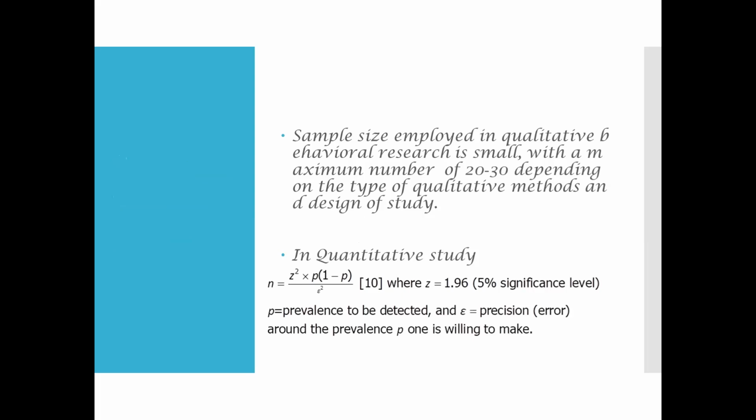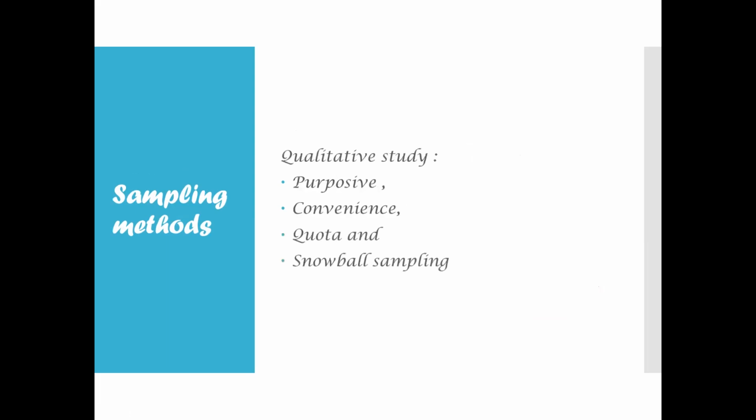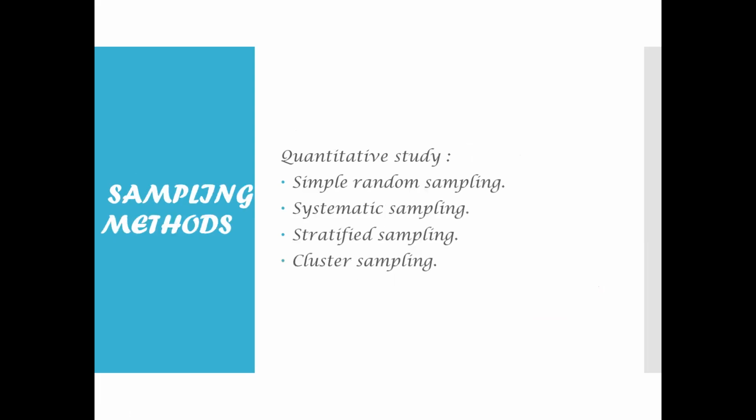And then in a quantitative study, we usually use a formula, which is this here. Then sampling method. So you need to mention the sampling technique and how it will be operationalized. So sampling methods under qualitative include purposive sampling, convenience sampling, quota sampling, and snowball sampling. Then under quantitative study, we've got simple random sampling, systematic sampling, stratified sampling, and cluster sampling.